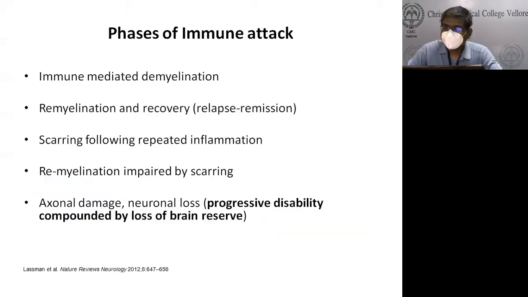So what are the phases of immune attack? Immune mediated demyelination, remyelination and recovery. This is the relapse remission. Then you have scarring following repeated inflammation. You have remyelination, which leads to recovery, but this remyelination could be impaired by the presence of scar tissue. And over a period of time, you have axonal damage, progressive disability, which is compounded by the loss of brain reserve.